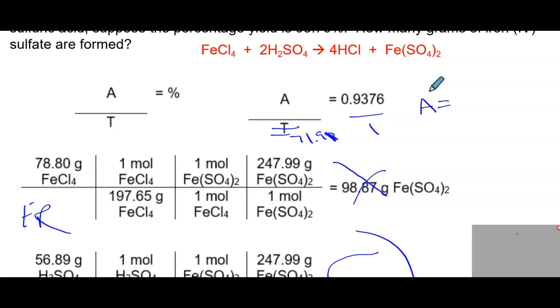Excuse me, not times 100, I apologize. Let me try that again. We don't need to multiply by 100 because we already have a percent, so we're going to take one more time, 71.91, cross multiply, times 0.9376, and we get 64.42 grams.